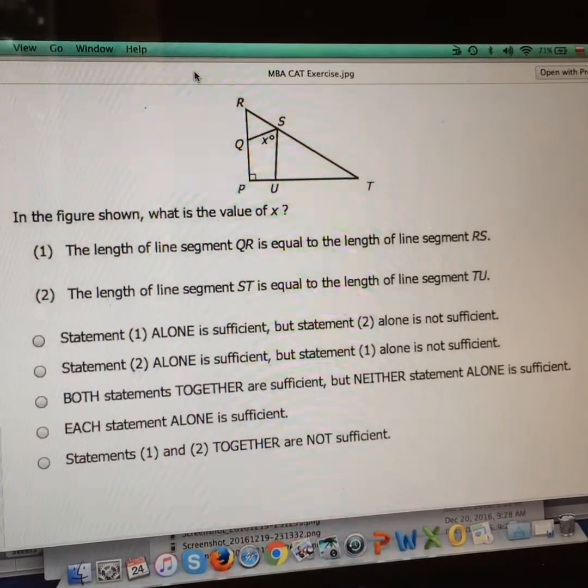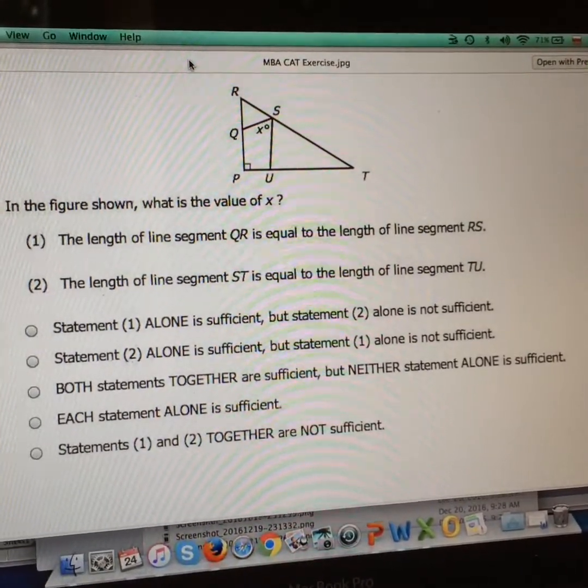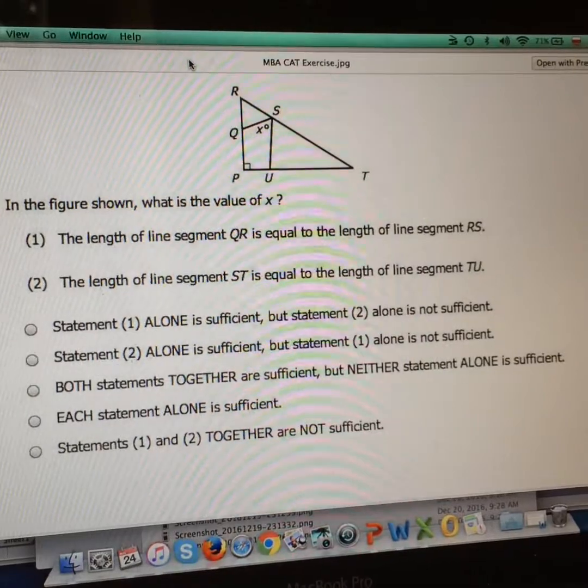I've got another math exercise sent to me by one of my GMAT students. This one came from Cadol, and let's get right down to it. Today's exercise is a math data sufficiency question from a GMAT practice exam. So let's have a quick look at it.